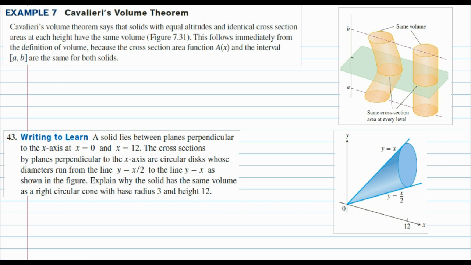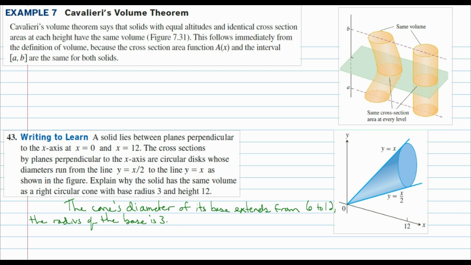I said first, the cone's diameter of its base extends from 6 to 12. In other words, the radius of the base is 3. Now I knew it extended from 6 to 12 because x over 2 at 12 is 6 and x at 12 is 12. So 6 to 12. Then I said that the distance of the base to the tip of the described cone is 12. So its altitude is 0 to 12.